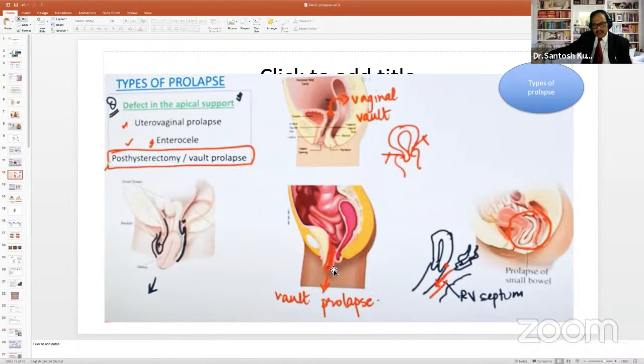After hysterectomy, if you do not support the vaginal vault with the uterosacral ligament or Mackenrodt ligament, then, because at the time of hysterectomy you are cutting all the ligaments, the uterosacral ligament and Mackenrodt ligament are divided to remove the uterus. So if you are not repairing the vaginal roof and the ligaments are not sutured to the vagina, chances of vault prolapse will be there. And when there is vault prolapse, enterocele will occur.